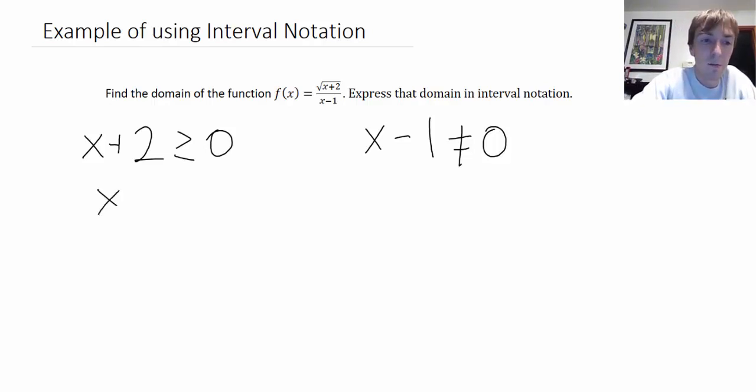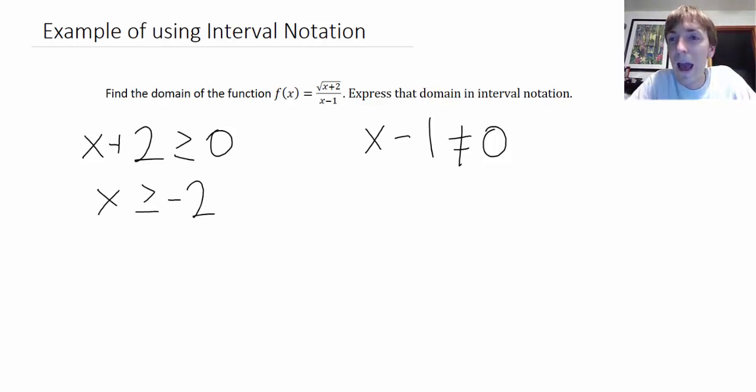Okay, now in both of these, I can solve for x. So I can subtract 2 from the first one to get x is greater than or equal to minus 2. And I can add 1 to the second one to get x is not equal to 1. Okay. So this is one way to say this domain, right? That x has to be greater than or equal to minus 2, and it can't equal 1. Now let's take that set and put it in interval notation.